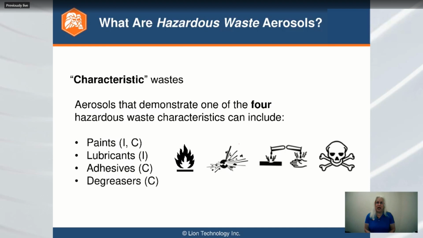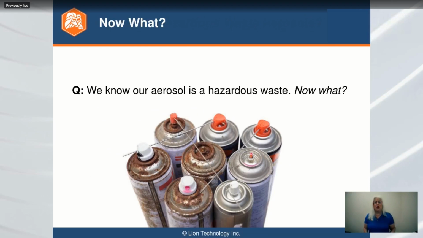Lubricants are a big one. Also ignitable. Remember, ignitability is something that is a liquid that has a flash point of less than 140 degrees Fahrenheit. And some of your degreasers and adhesives, even spray adhesives, are actually corrosive. So these things pose a characteristic of hazardous waste, right? Okay, so now we know that we have an aerosol and it is a hazardous waste, meaning the contents or the propellant are a listed hazardous waste, a P or U, and or perhaps the contents and the propellant exhibit a characteristic.